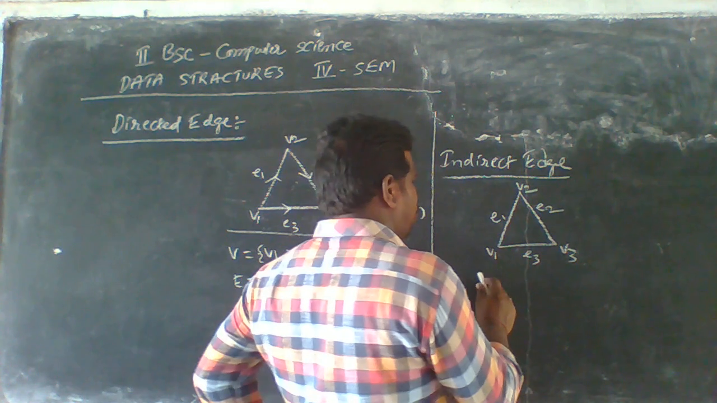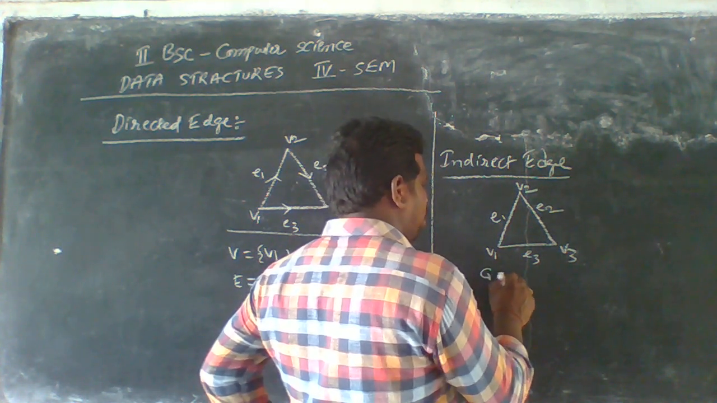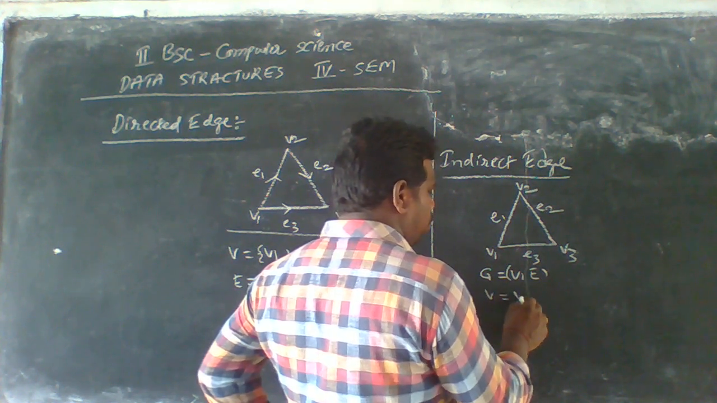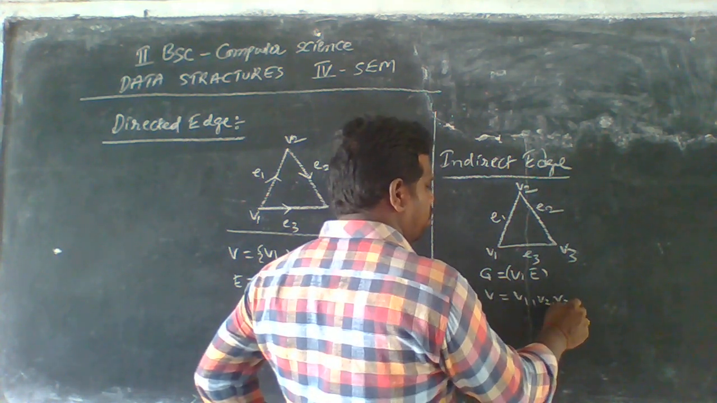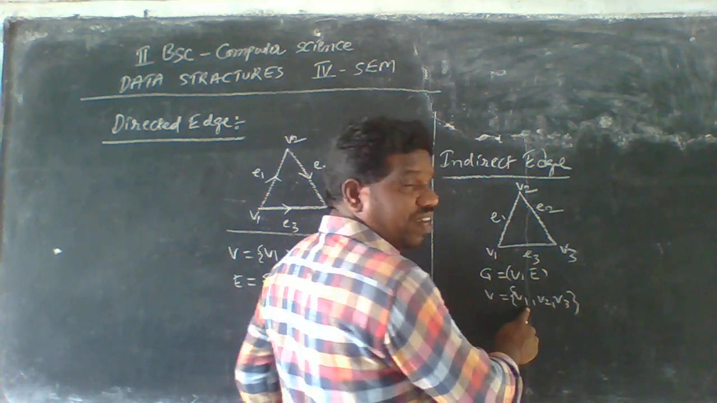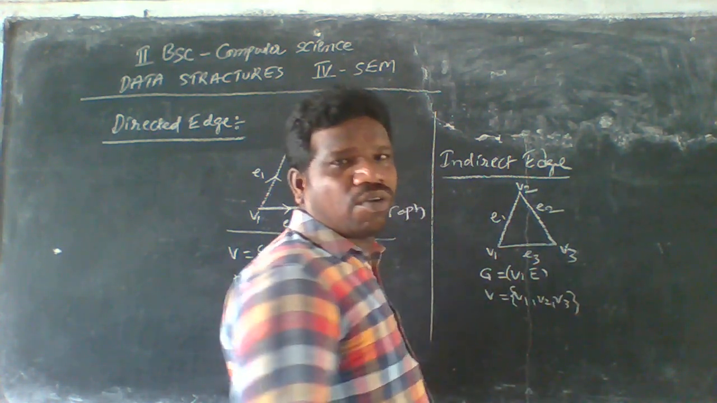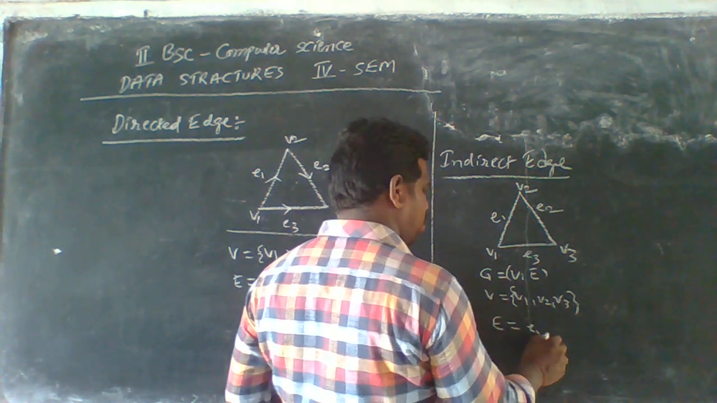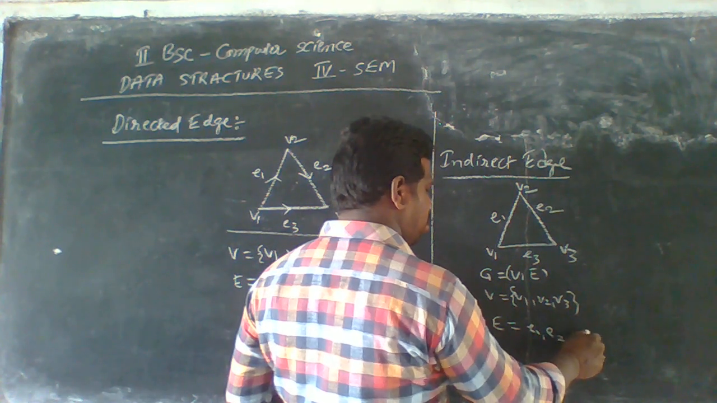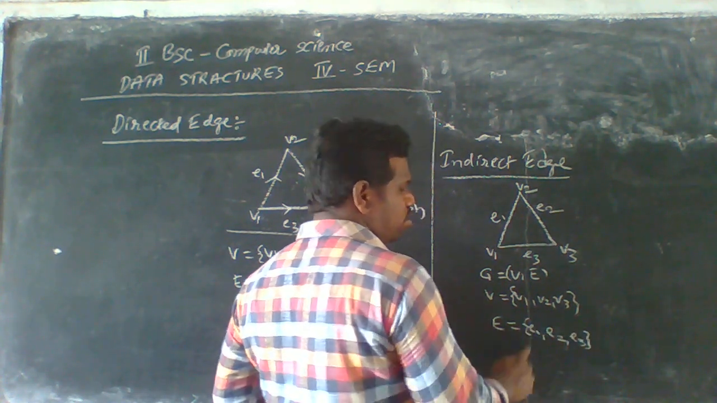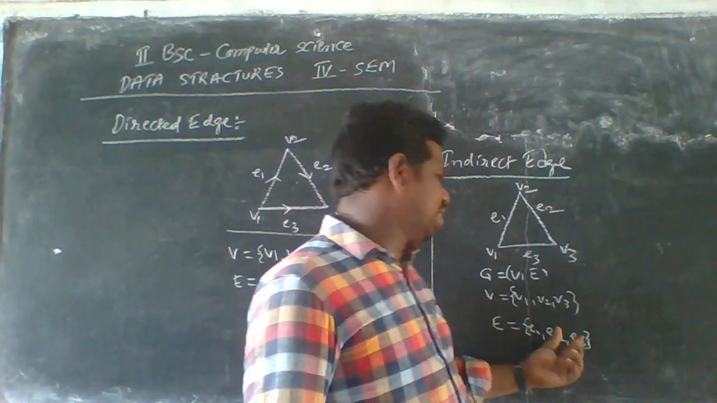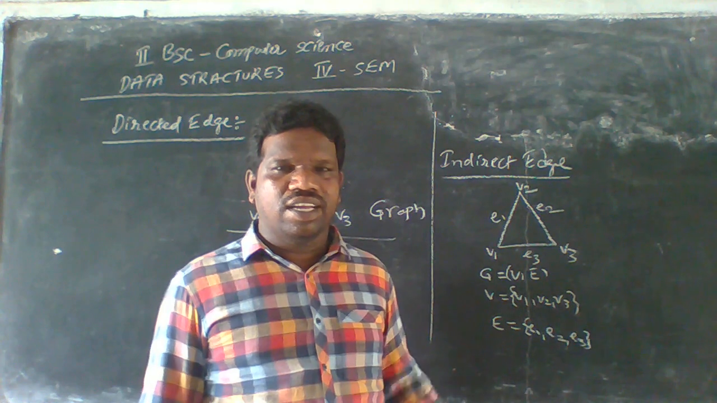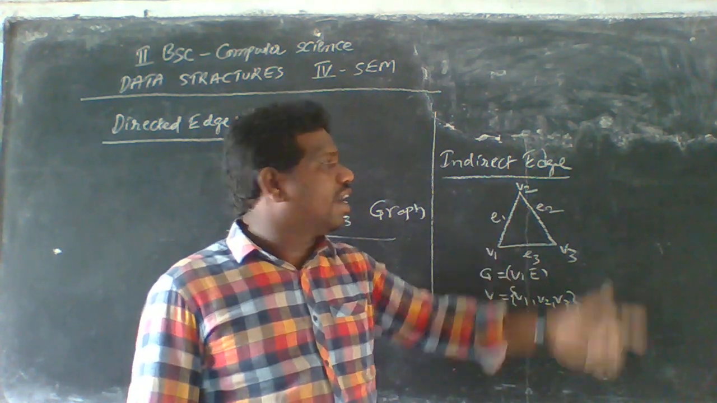So here G is equal to V comma E, where V is equal to V1 comma V2 and V3 vertices. Vertices are also known as nodes. And E is equal to E1 comma E2 comma E3. These three edges are not forming any direction of the edge. Hence, it is called an indirect edge.